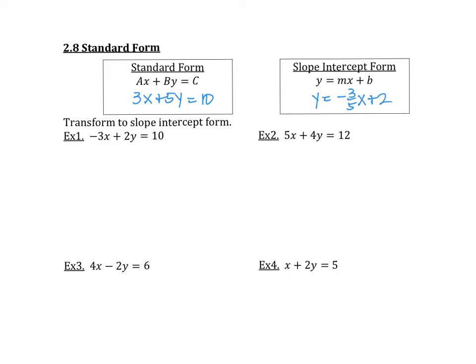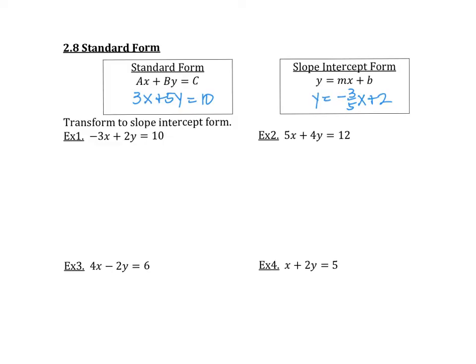Okay, we're often given our equations in standard form because it's a really nice way to write the equation. But when we're graphing, we know that slope-intercept form is the easiest way to graph. So we're going to transform from standard form to slope-intercept form. So if I look at example 1, this is in standard form. It has -3x plus 2y equals 10. I want it to say y equals something so that I can graph this more easily.